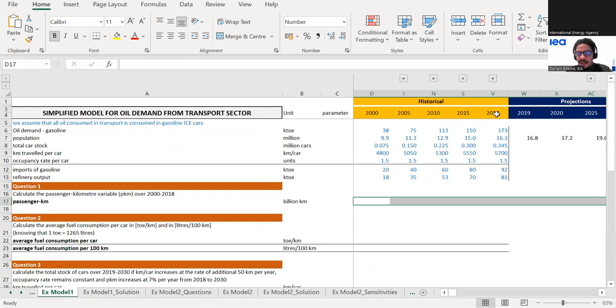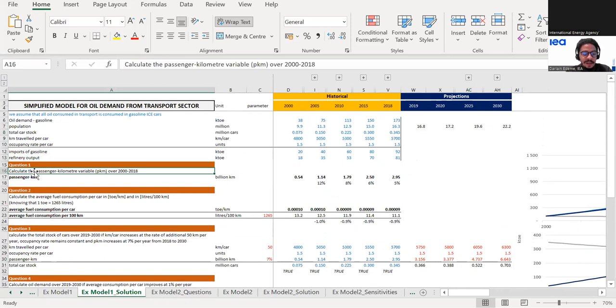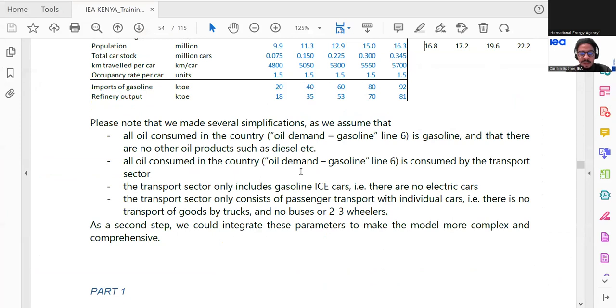So here you can see that we have this information. The first question is to calculate the passenger kilometer variable, called PKM, over 2000 to 2018. Maybe I need to give you some other information, because as I anticipated, this is a simplified version of an exercise that you could do as an analyst in the energy ministry, which is in charge of this analysis.